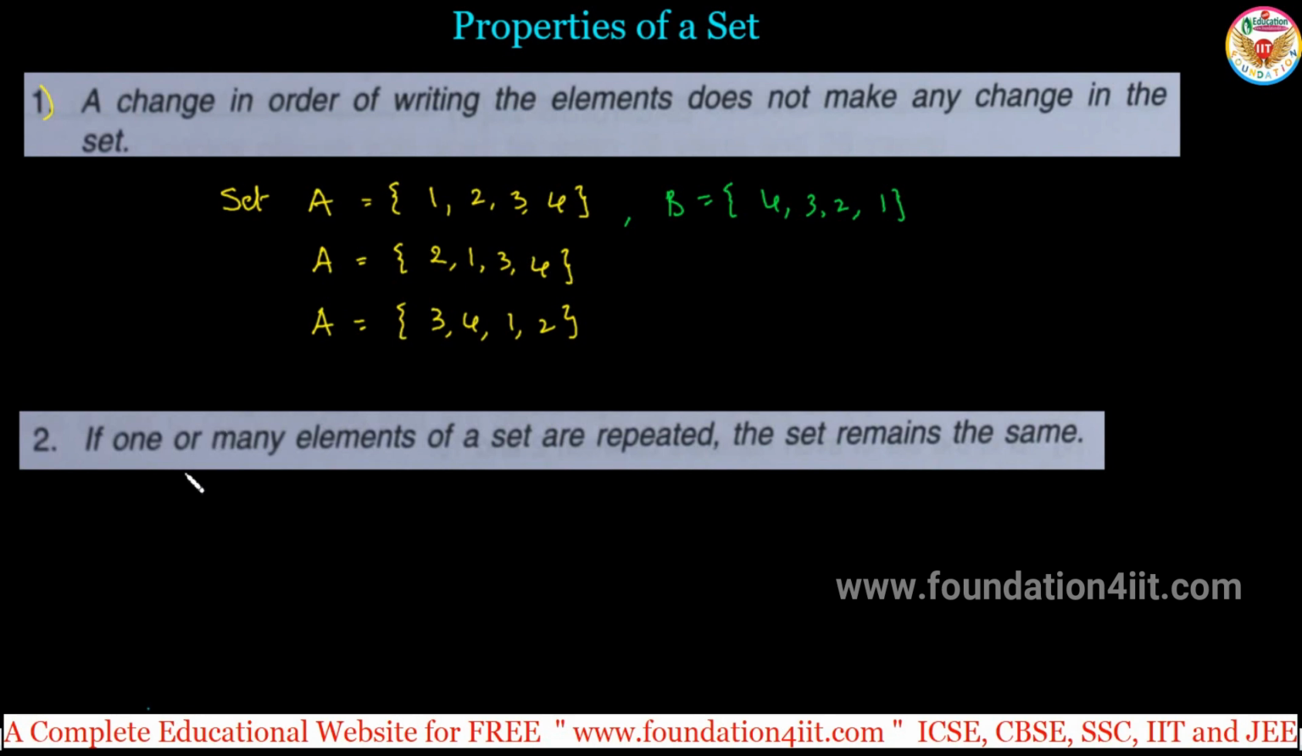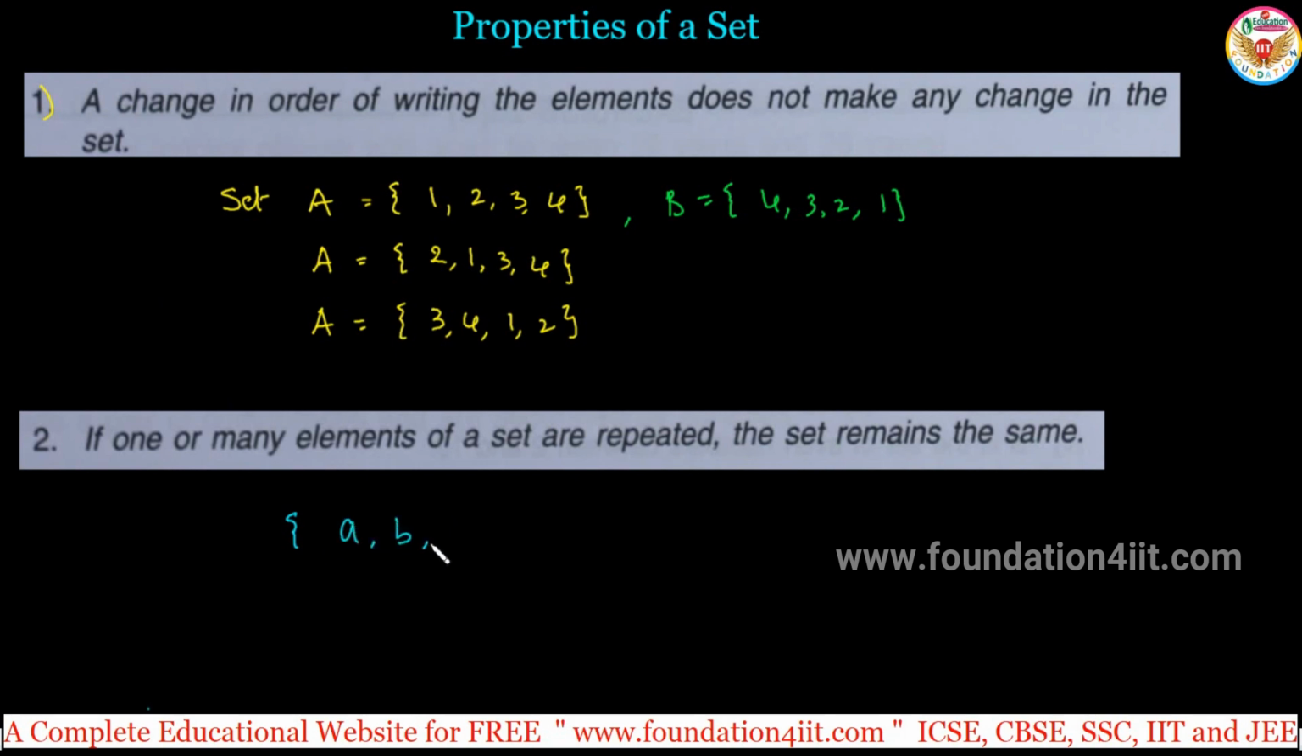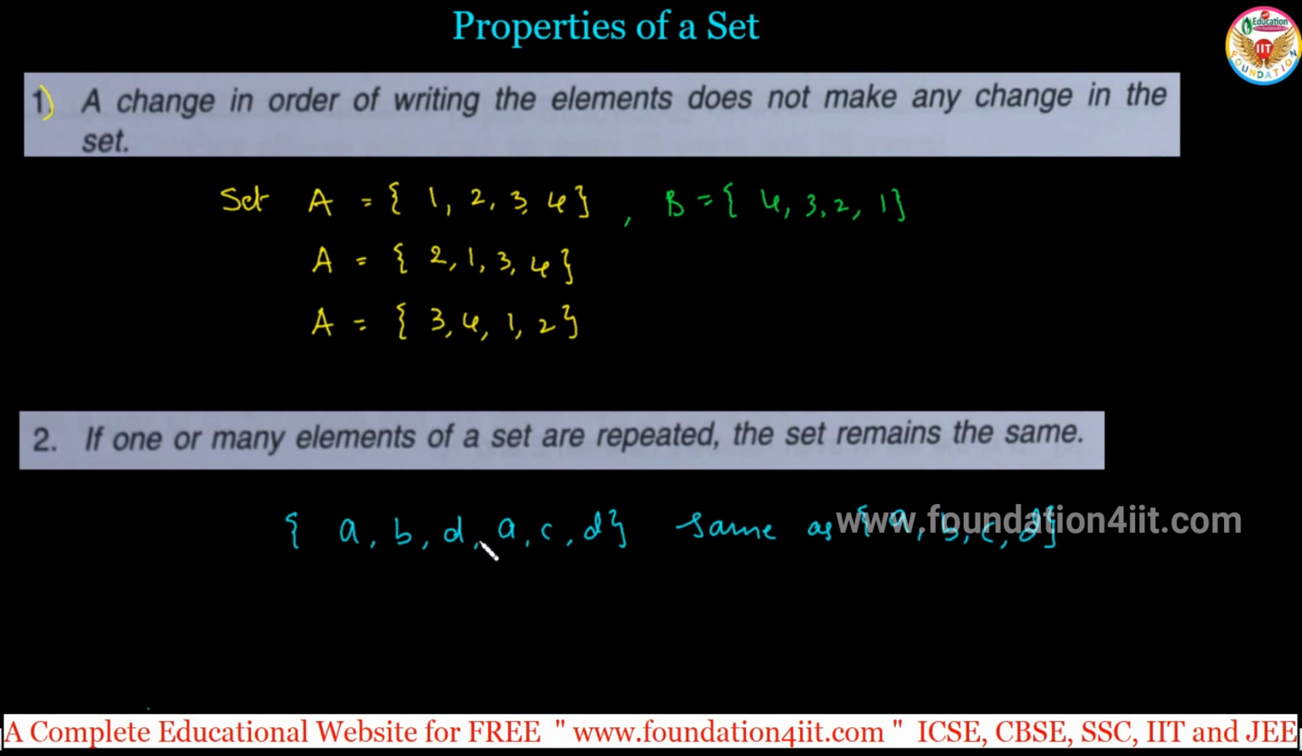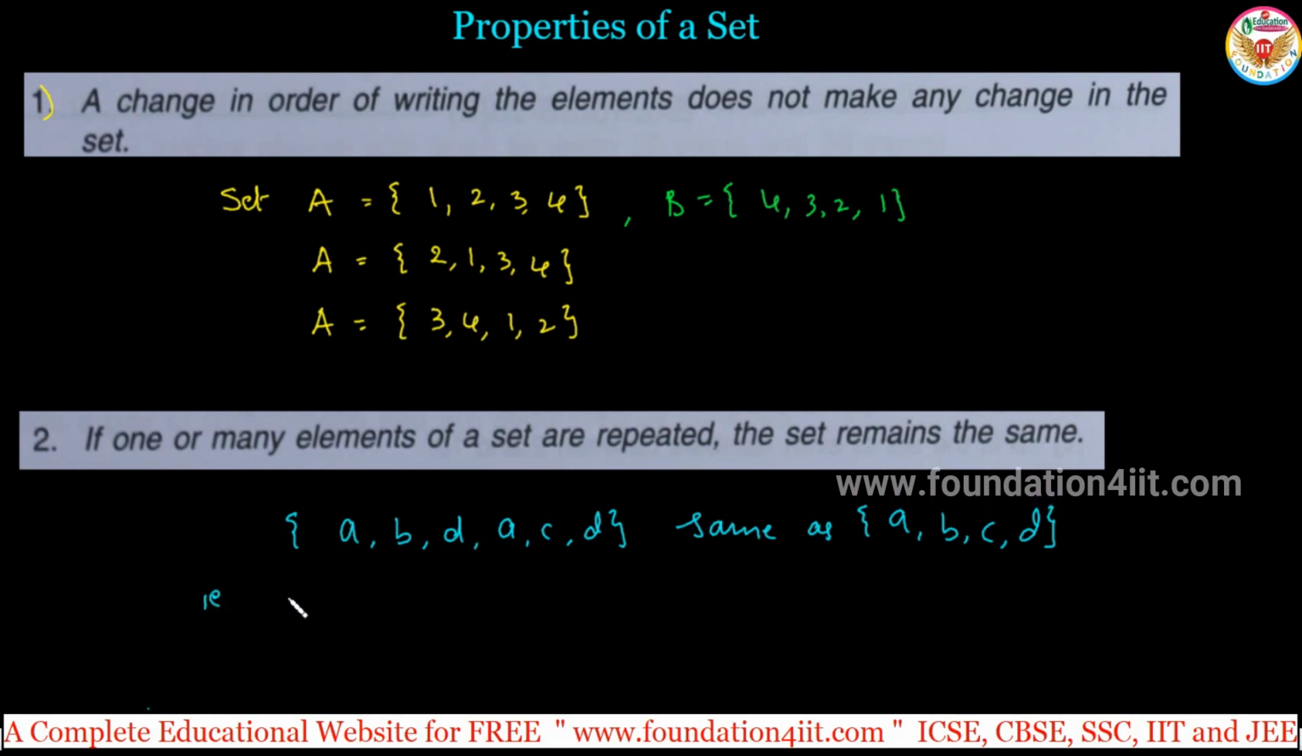And one more: if one or many elements of a set are repeated, the set remains the same. Even if elements are repeated. Let us take one set having A, B, D and A, C, D. This is exactly the same as, now you can write A, B, C, D. In this, A is repeated two times, D is repeated two times, right? So that means A, B, D, A, C, D is also the same as A, B, C, D. If one or many elements of a set are repeated, the set remains the same. So there is no change. That means these two are same.